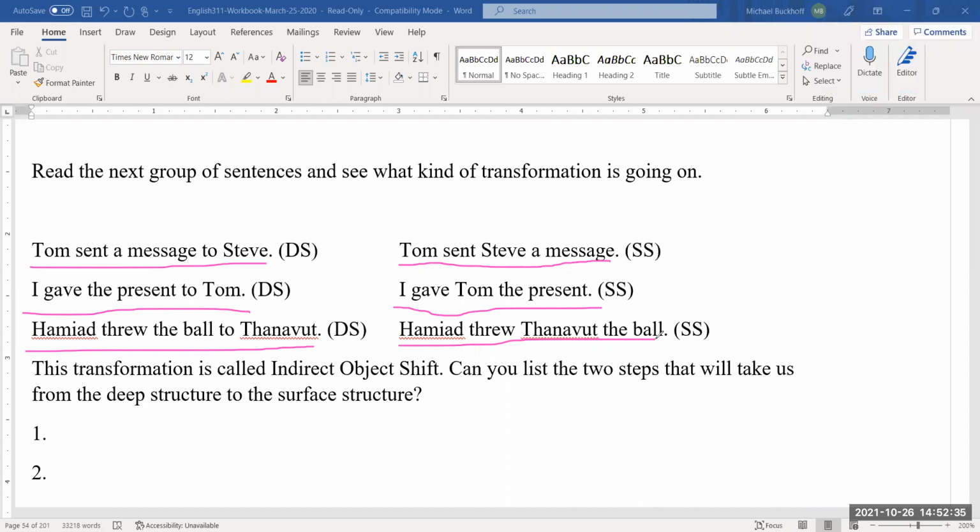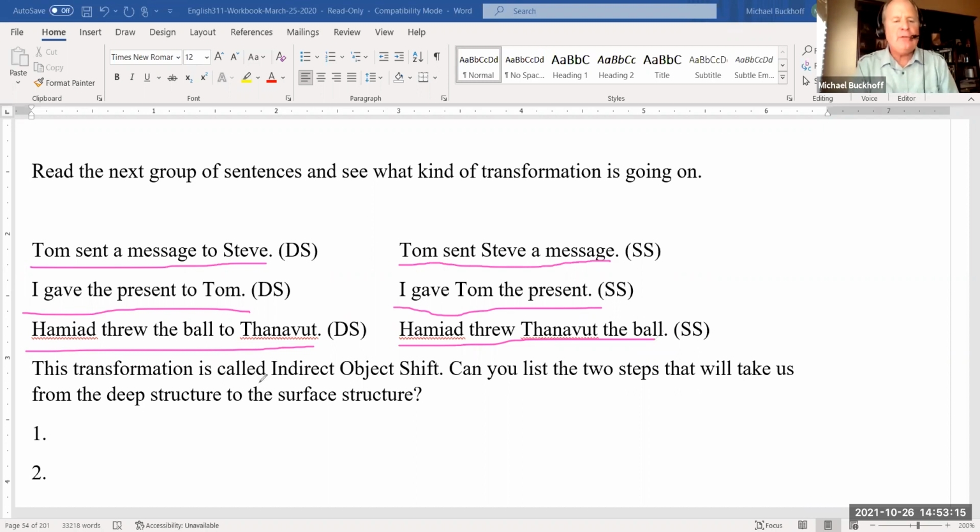But let me rephrase it. What word is not included in the second group of sentences that is included in the first group? To. Good. Now we're getting somewhere. So we don't see the preposition in the second group, and somehow it's a little bit odd, but we have subject, verb, indirect object, direct object. We have two nouns in a row in the second one. In the first ones, we have Tom sent a message, and then we have a prepositional phrase. You guys see that?